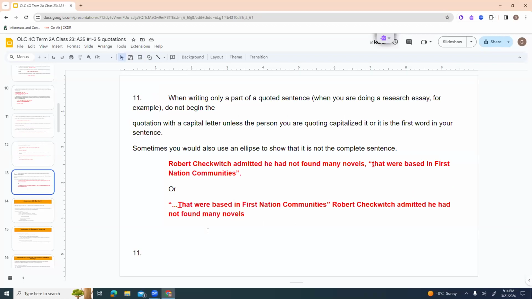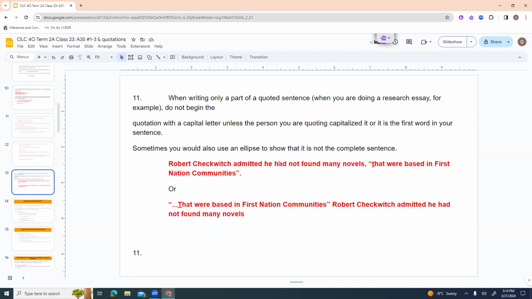So this is a really awkward one. When writing only a part of a quoted sentence, like if you're doing a research essay and you're quoting somebody famous, don't begin the quotation with a capital letter unless the person that you're quoting capitalized it, or it's the first word in your sentence. Sometimes you would also use an ellipsis. Remember, an ellipsis is the dot, dot, dot, to show that it's not a complete sentence.